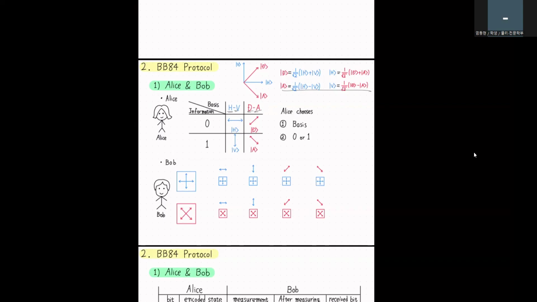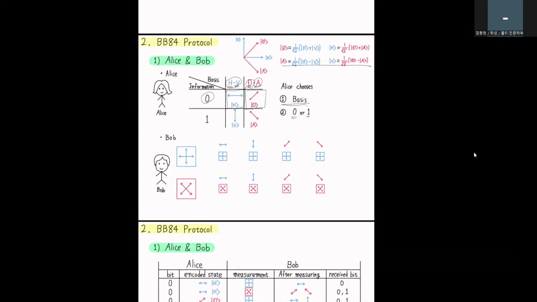So let's suppose Alice wants to encode a bit. Alice first chooses a basis to encode, and then she chooses the bit she wants to encode. So if she wanted to send this bit 0 to Bob, and she chose the horizontal vertical basis, she would represent it as this vector, the horizontal vector. And if she chose the diagonal and anti-diagonal basis, she would have chosen this vector instead, and vice versa for the 1 bit.